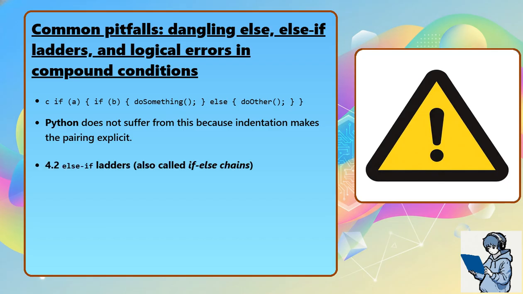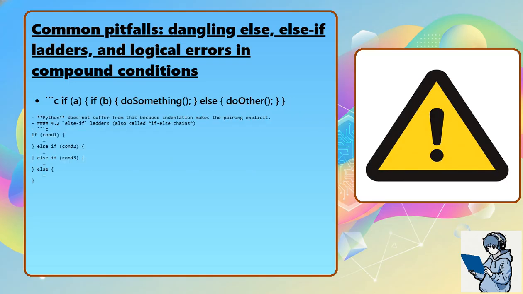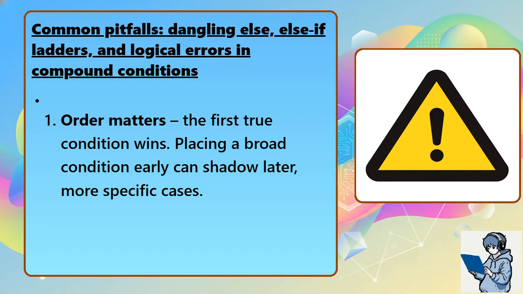4.2 Else if ladders, also called if-else chains. If condition 1, open brace, close brace, else if condition 2, open brace, close brace, else if condition 3, open brace, close brace, else open brace, close brace. First pitfall: order matters, the first true condition wins. Placing a broad condition early can shadow later, more specific cases.